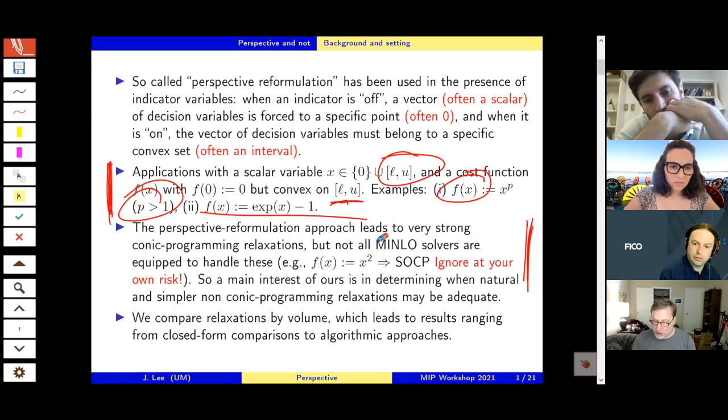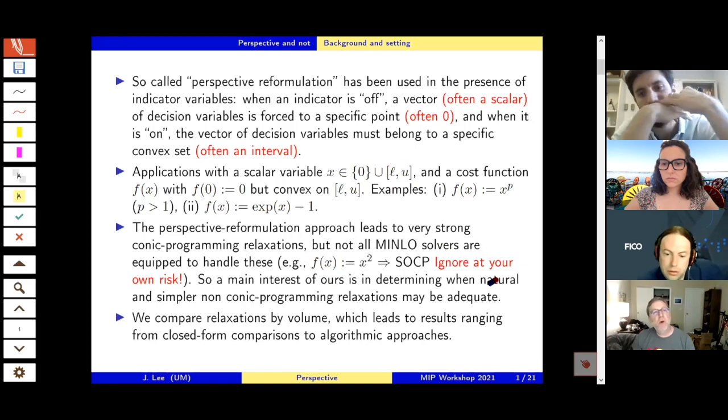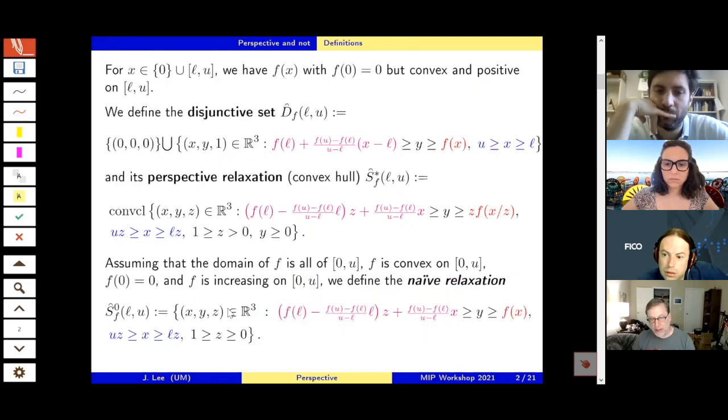So what are we going to do? We're going to look at the different options for making this kind of perspective reformulation or not, and seeing what we lose. And the way we're going to measure the quality of a relaxation, there's flaws to it, but it's something I quite like, is looking at the volumes of the relaxations. So I'll get into what I mean by that in a little bit.